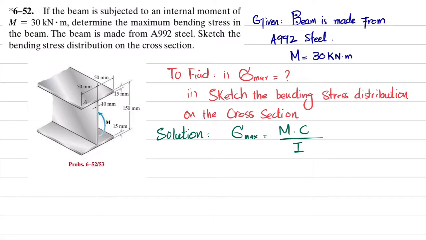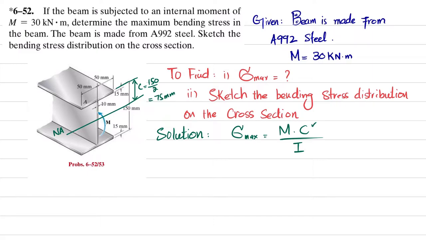Here M is the moment, C is the distance from the neutral axis to the top or bottom, and I is the moment of inertia. If you look at the beam, it is symmetrical about the middle, so its neutral axis will be this one. C is the distance from the neutral axis to the top or bottom, and that will be equal to 150 divided by 2, which is 75 millimeter.